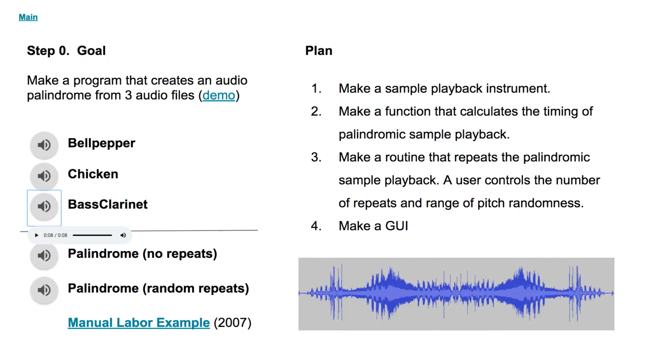Okay, so the regular palindrome will have no repeats, and when you put all these three together, you're going to hear the bell pepper, chicken, and bass clarinet played at the same time, but reversed in the second half. Here it is.